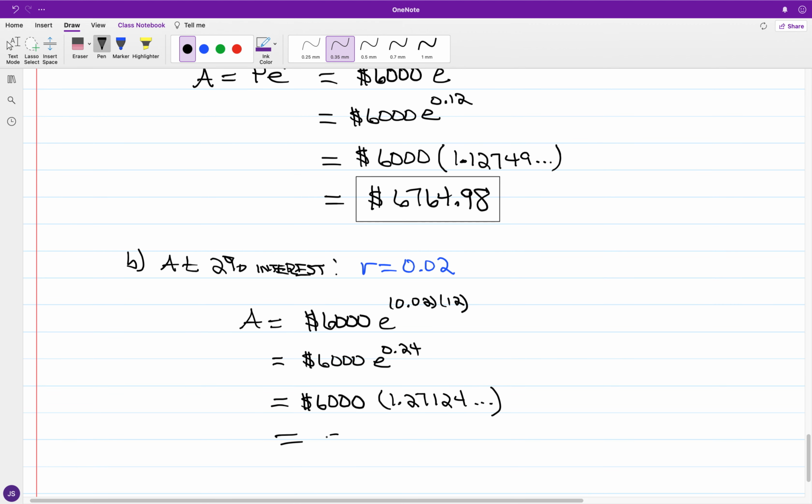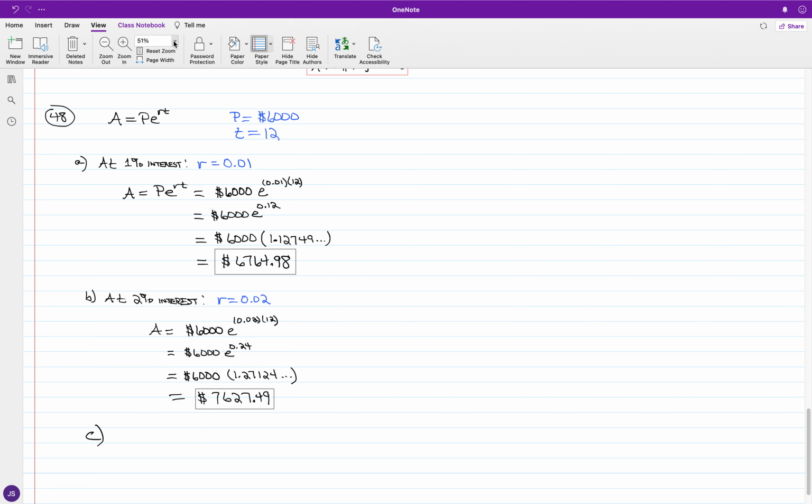And for what we have in the case of part C, going from 1% to 2% and then out to 4.5%.